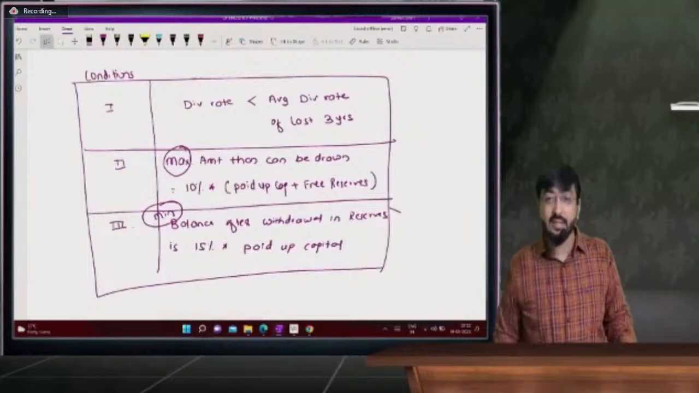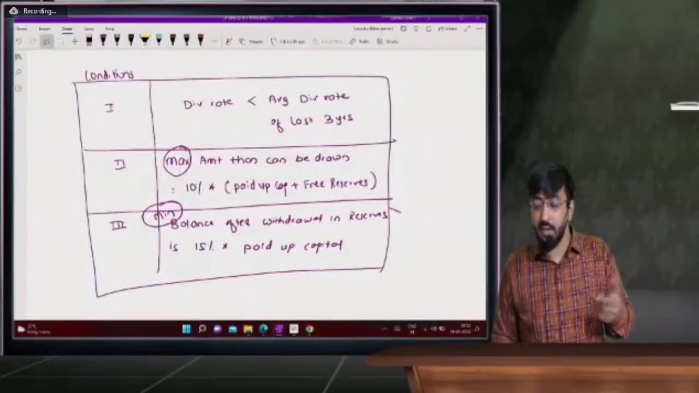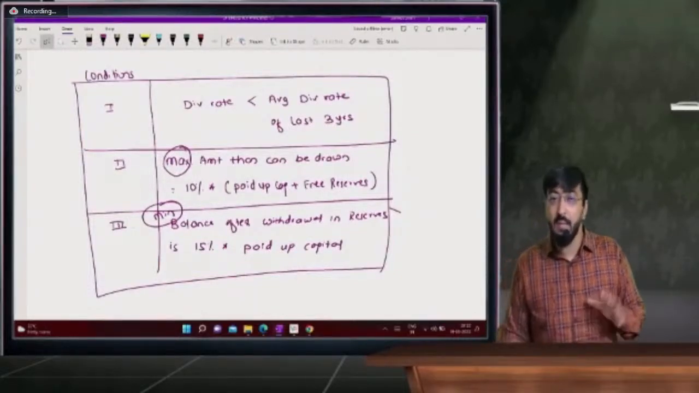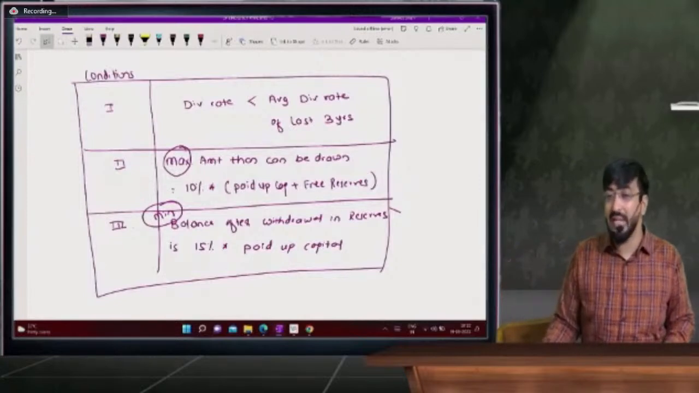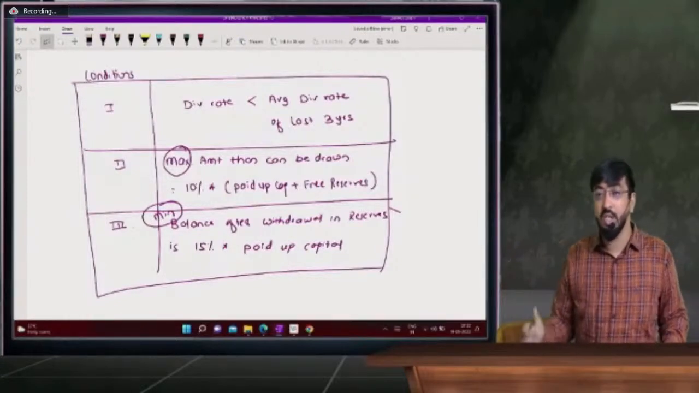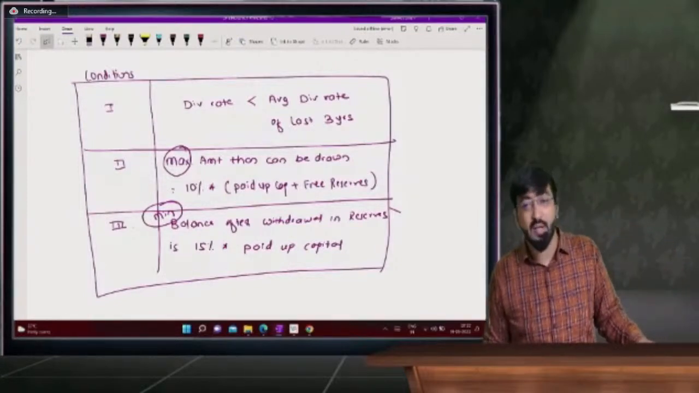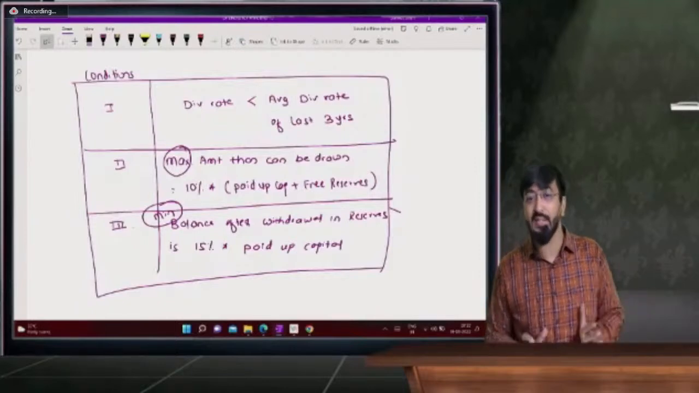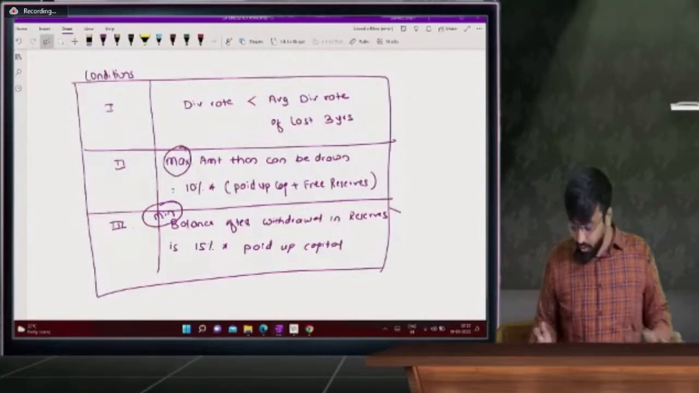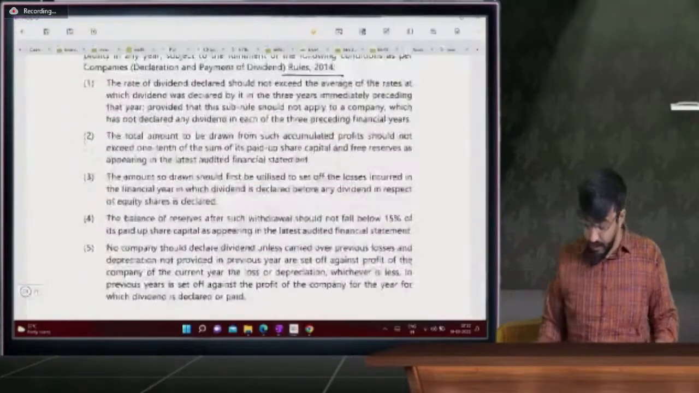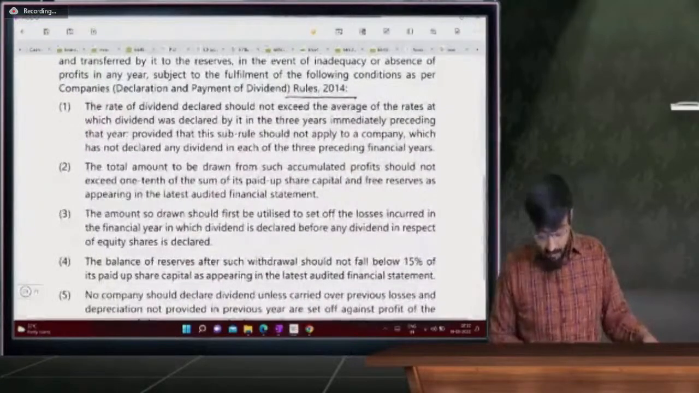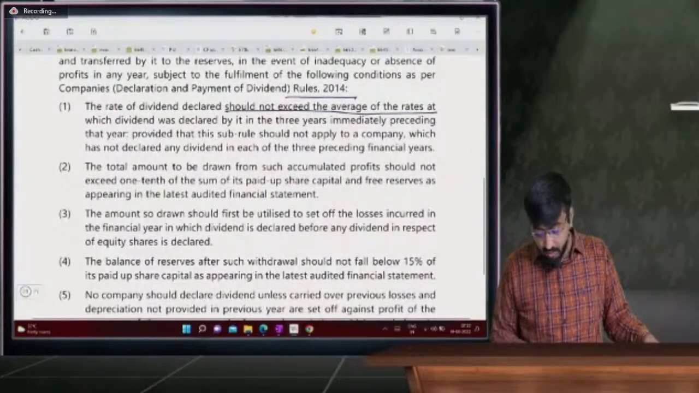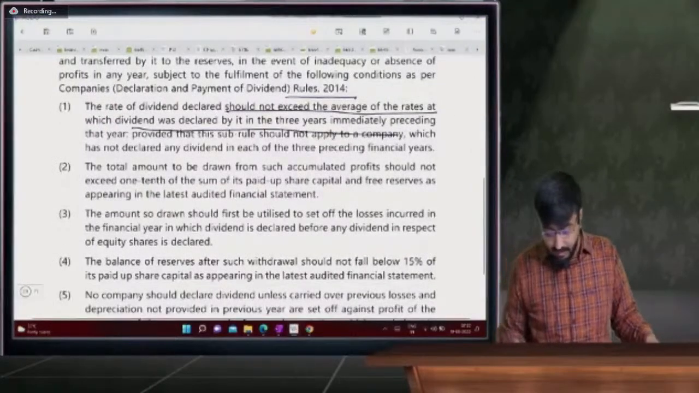There are some other conditions that you can read from the study material, but these are the important conditions from the exam point of view. Condition number 1 is that the dividend rate should be less than the average dividend rate. It should not exceed. Otherwise, the law language will be a little difficult: should not exceed the average of the rates of dividend declared in the last 3 years immediately preceding the year.